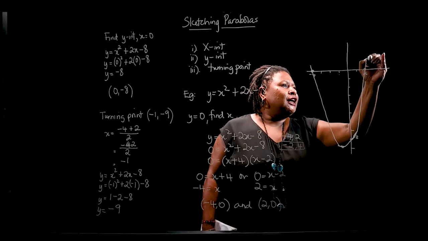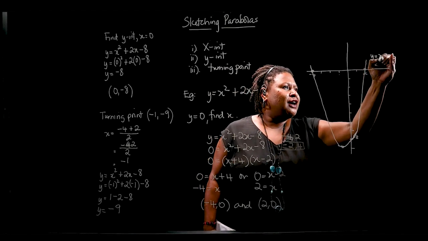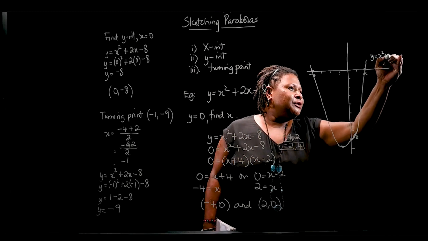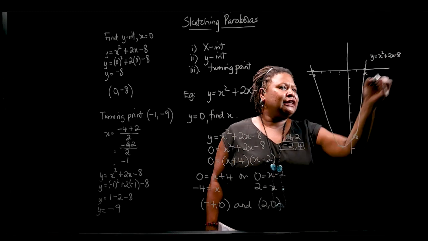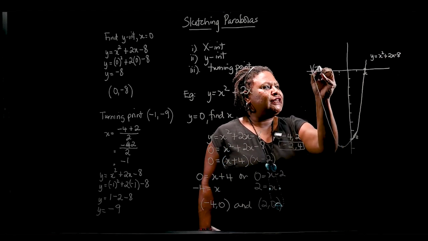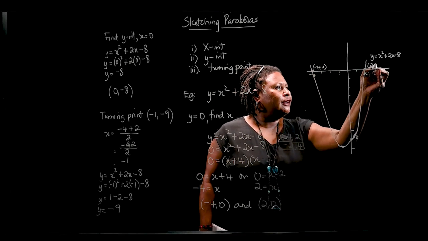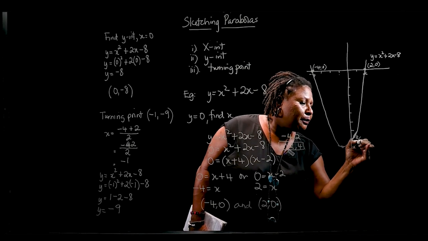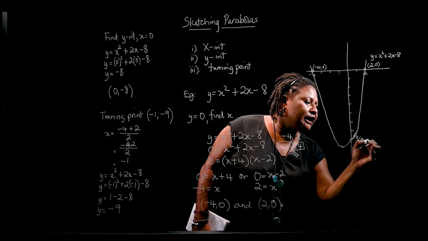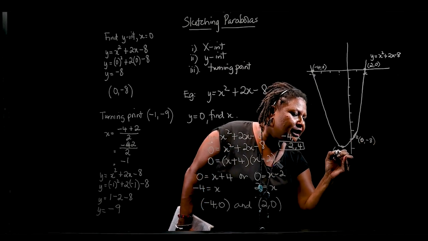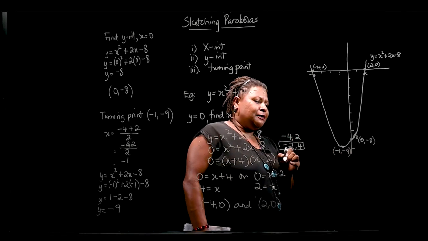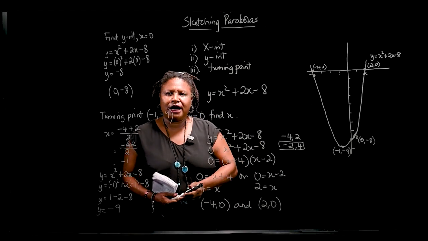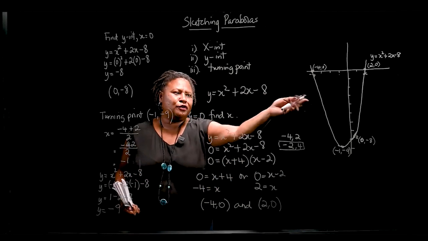Okay, so the equation must be written next to your graph so that we know that this graph is representing this equation. Okay, x squared plus 2x minus 8, and we give the coordinates of the x-intercepts, okay, and the y-intercept at 0, negative 8, and the turning point at negative 1, negative 9. Okay, so there is our sketch of the parabola. That's the equation of that graph.